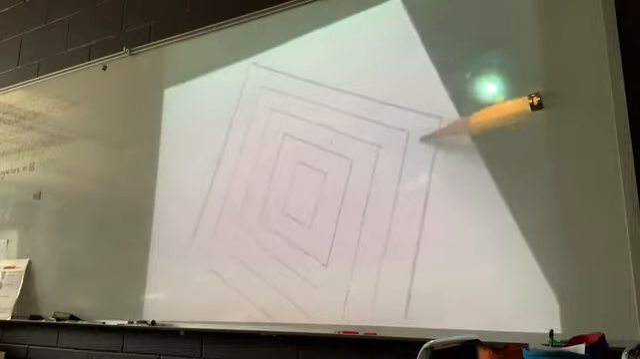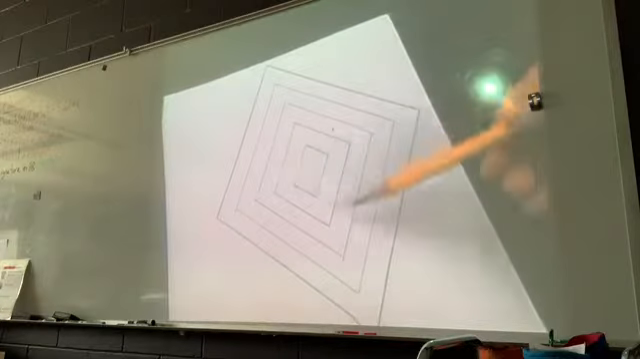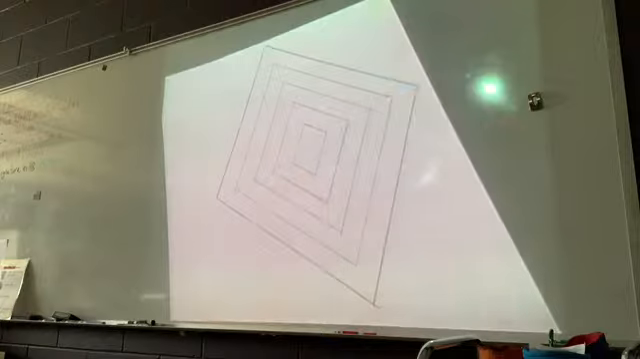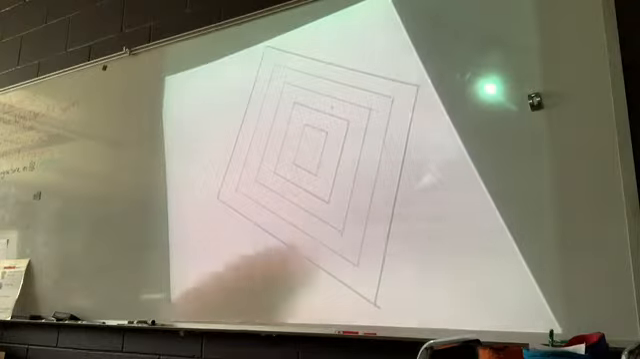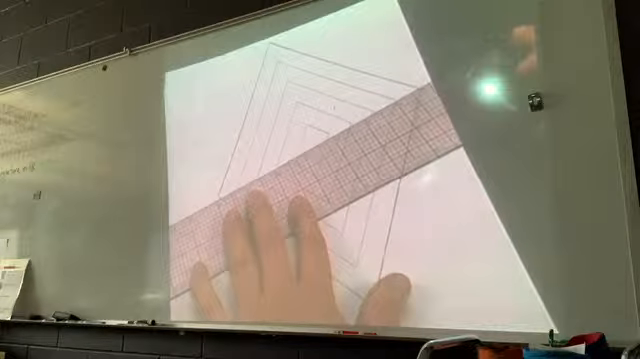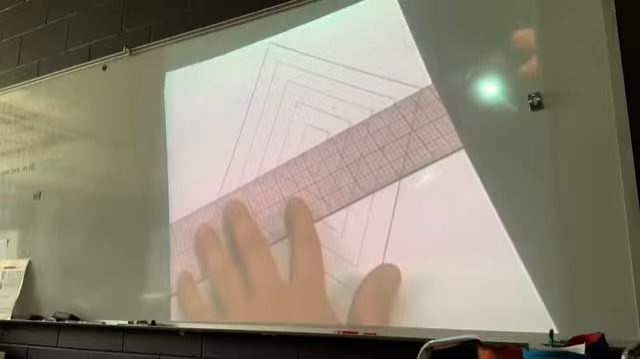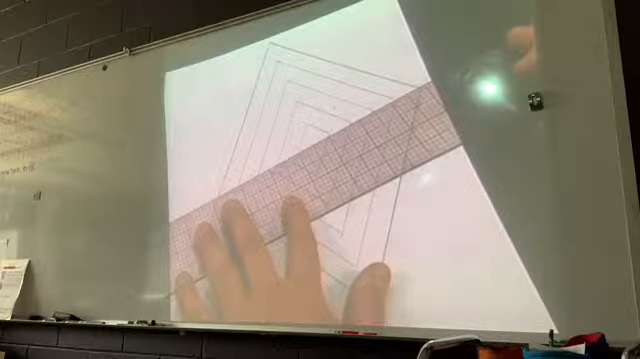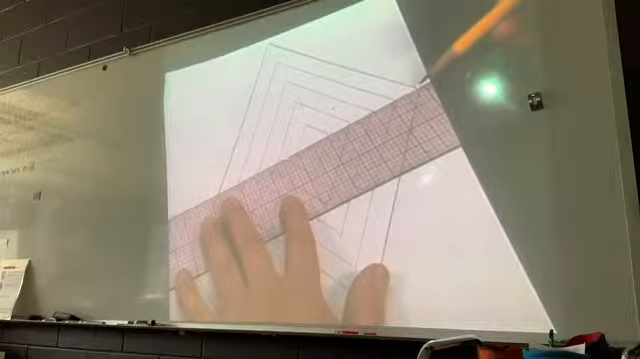Now we have a diamond inside of a diamond inside of a diamond and so on. We want to make our lines pop out from the center. So let's show how we're going to do that. We're going to draw lines that run from here to here.